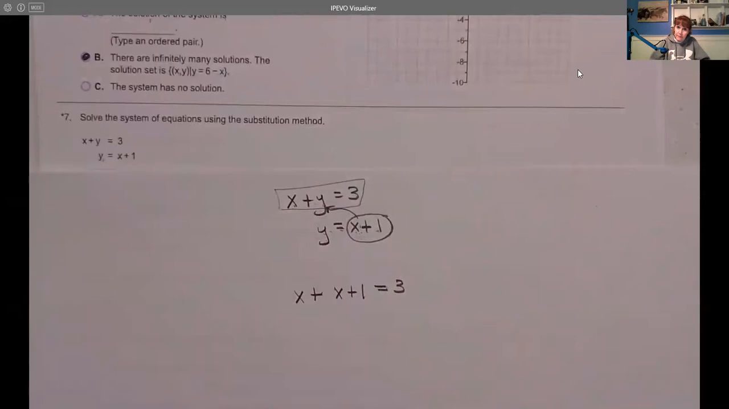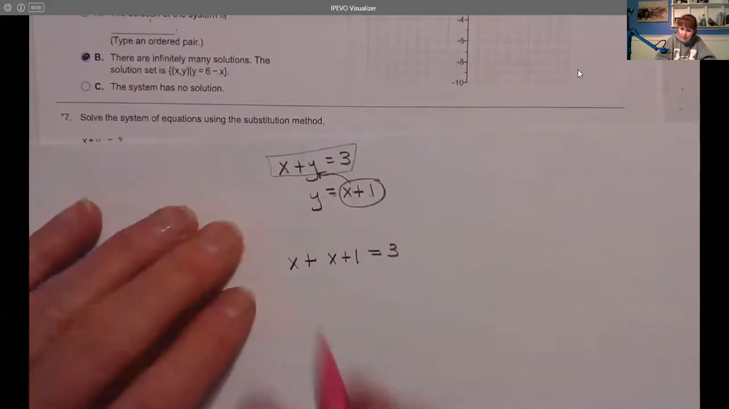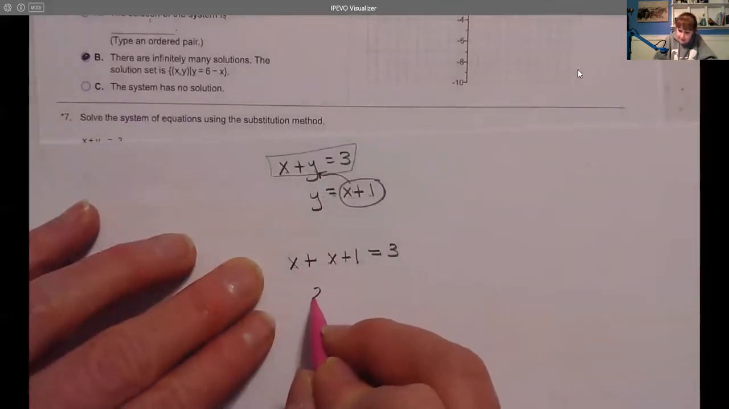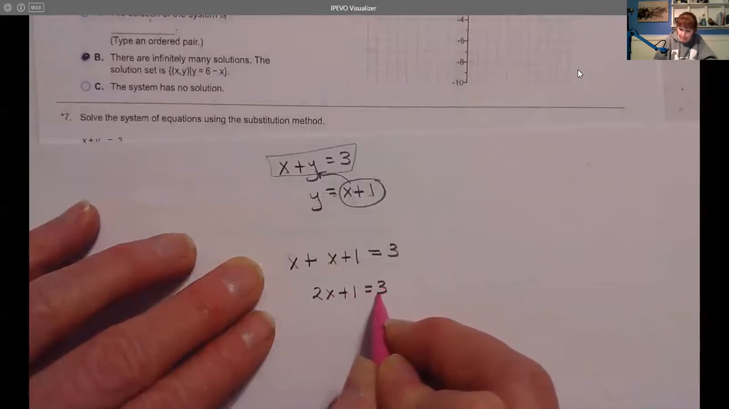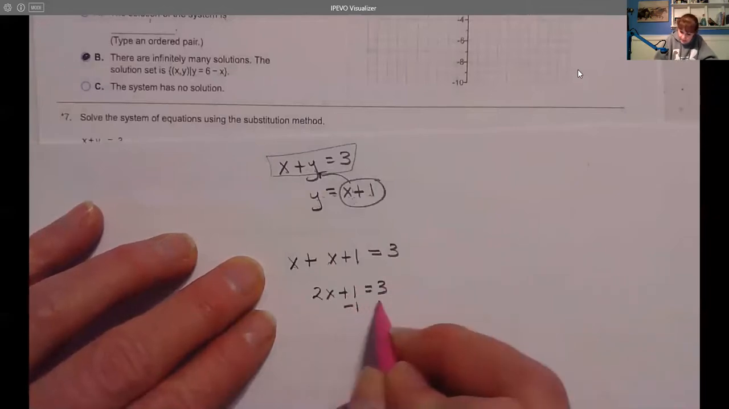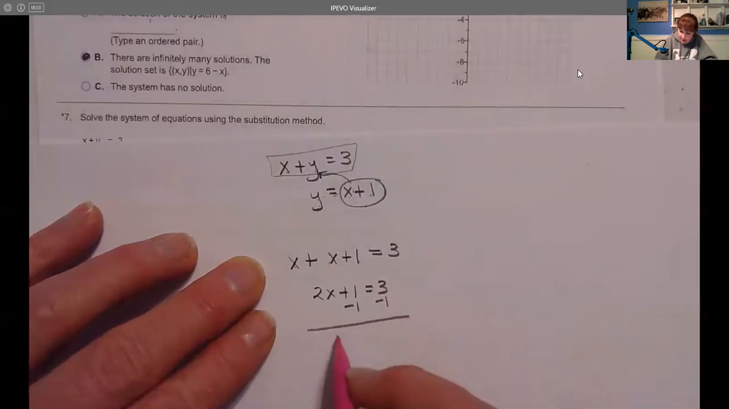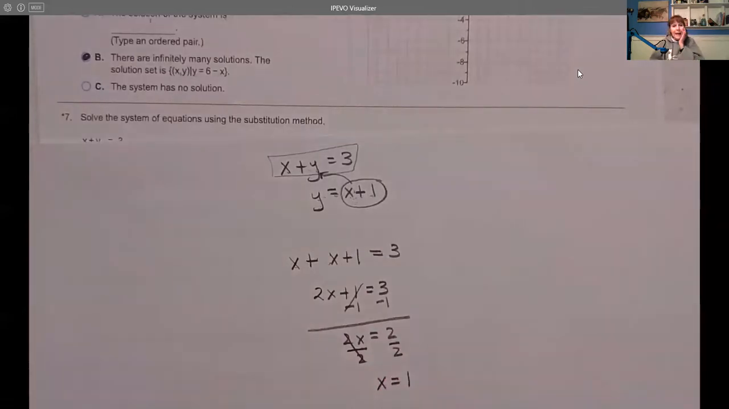And now you solve it for the x. So here, how do you solve this for the x? Great review on solving equations. This becomes 2x. x plus x is 2x. So then we subtract 1, because we want the x by itself. And then we divide by 2. So there's my x coordinate.